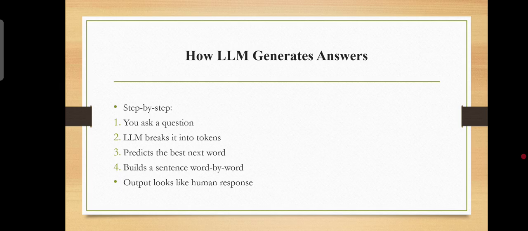Now that we understand the technology, let's see how LLM actually generates answers step by step. First, you ask a question, then the model breaks it into tokens. After that, it predicts the next word one by one. Slowly, it builds a full sentence. That is how you get a complete answer.